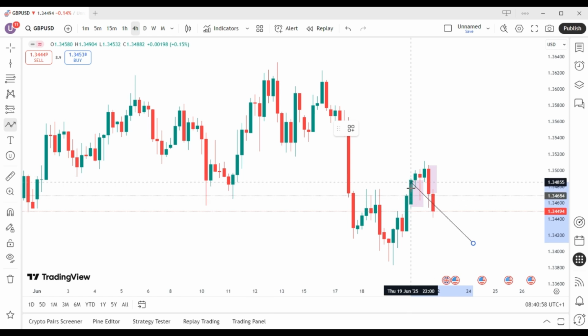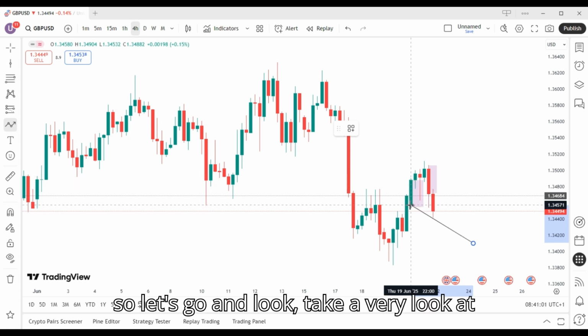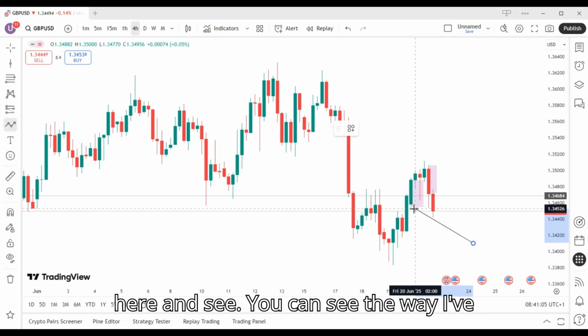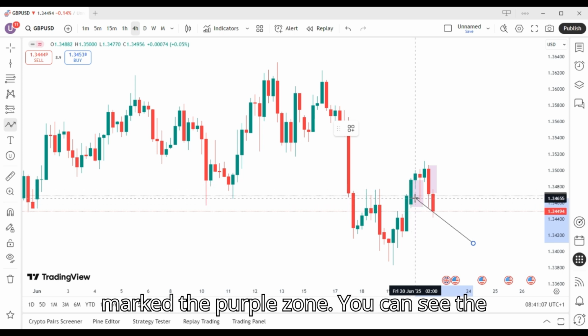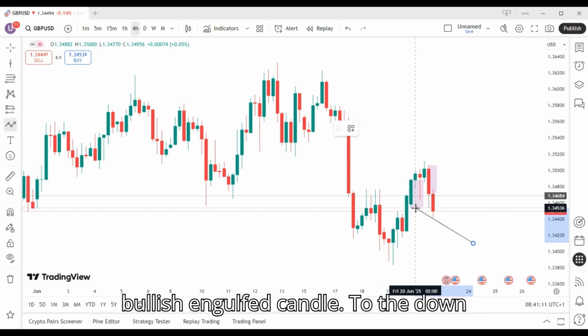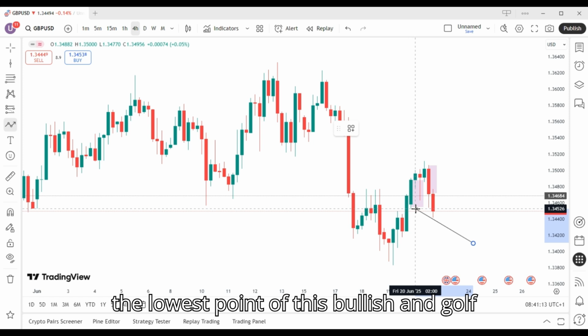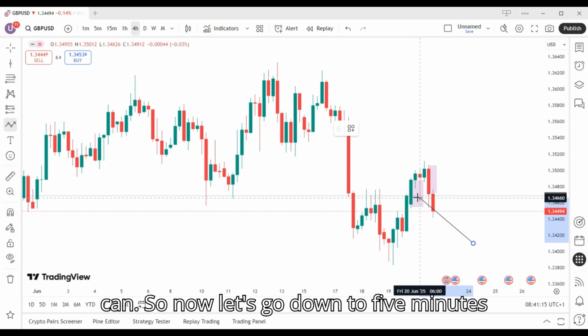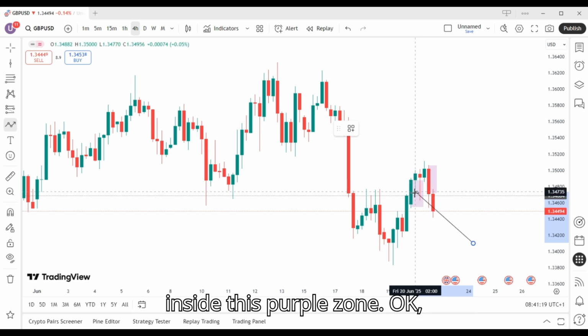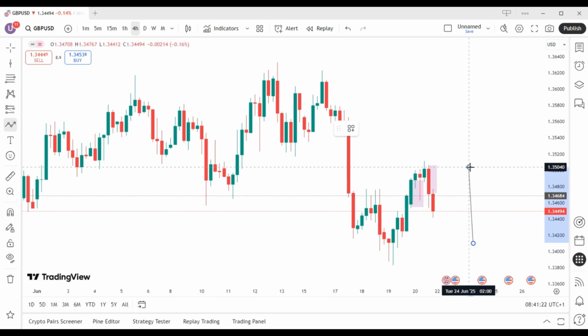Okay, so let's take a close look at this bullish engulf candle that happens here. You can see the way I've marked the purple zone here, from the close of this bullish engulf candle to the lowest point of this bullish engulf candle. So now let's go down to the 5 minutes time frame and see how price reacted inside this purple zone.